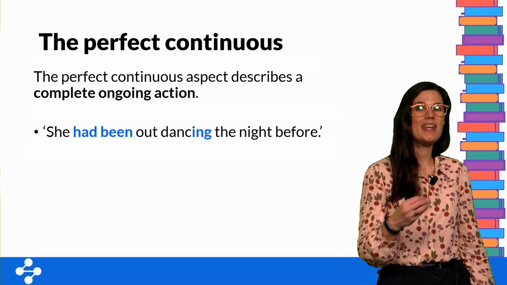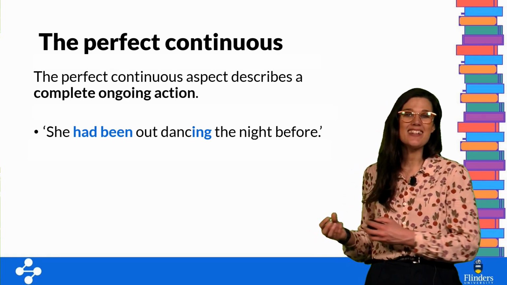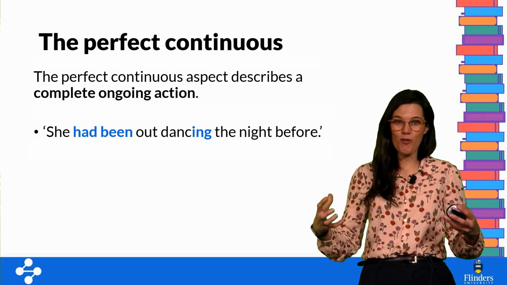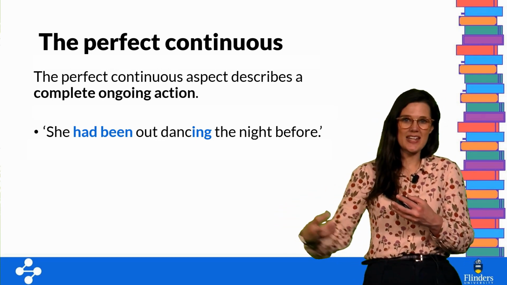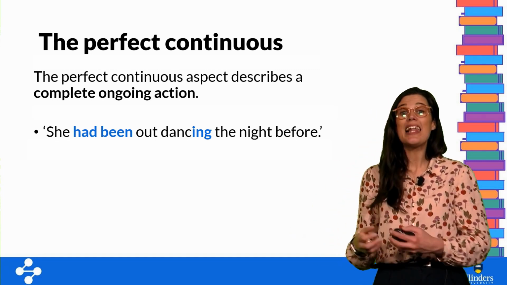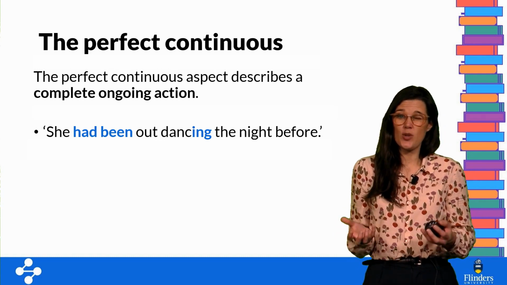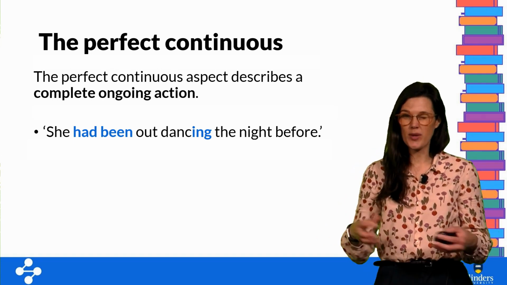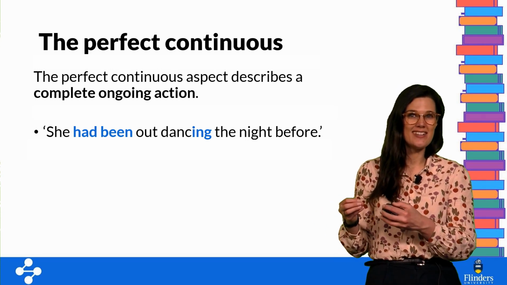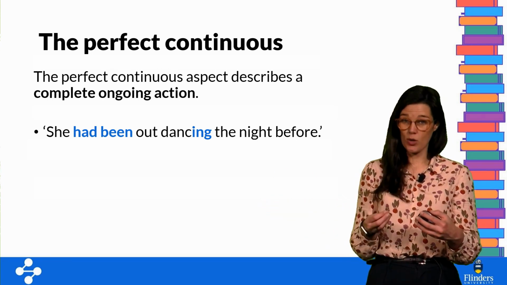So, she had been out dancing the night before. This is different to saying she had danced the night before, the perfect, which doesn't emphasize the duration of her dancing, that process of dancing. And it's also different from she was dancing the night before, the plain continuous, which doesn't suggest an end to that action. So where she was dancing when something happened, we'd kind of expect if we were just to use the continuous there. Instead, she had been out dancing the night before. It took place over a period of time, but it's also finished.